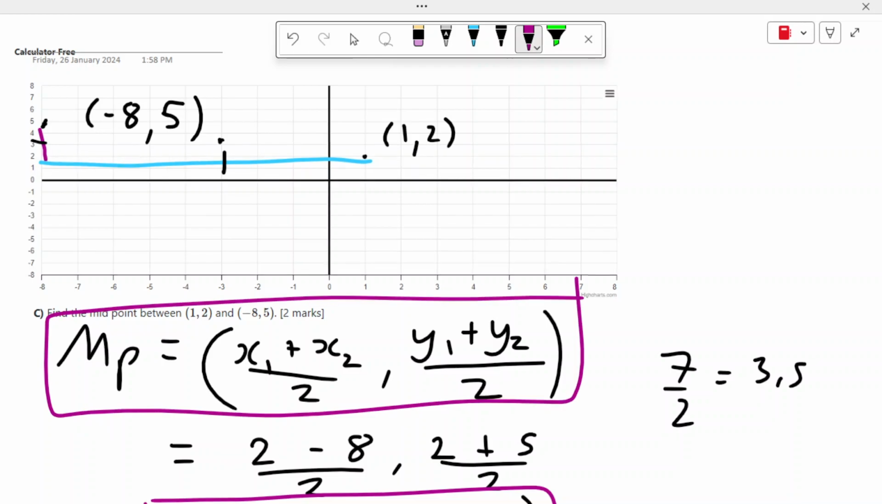All right? It's half of everything. You add everything together, divide it by 2. And there's your answer.